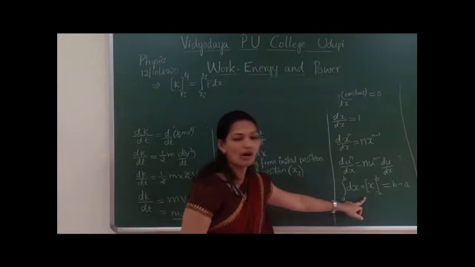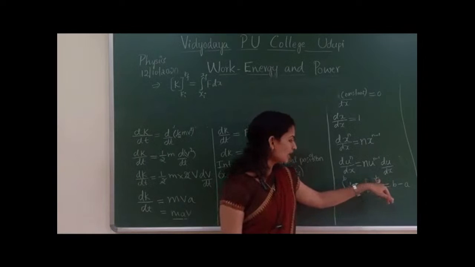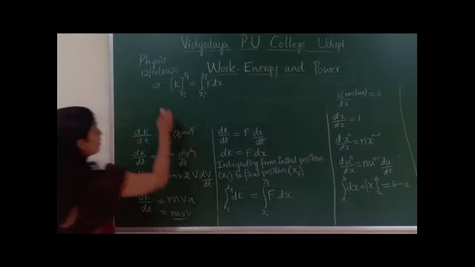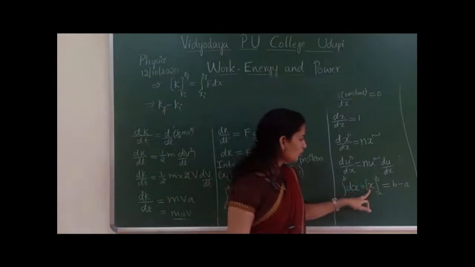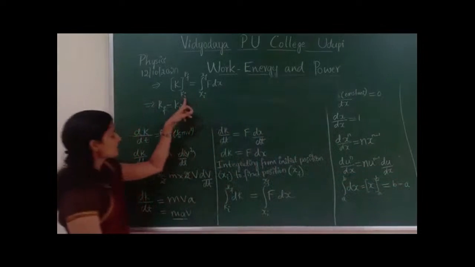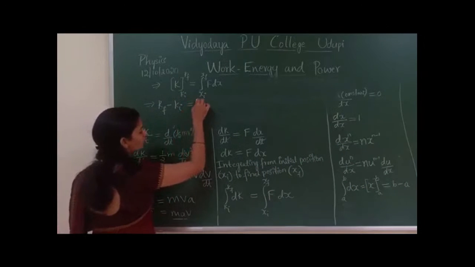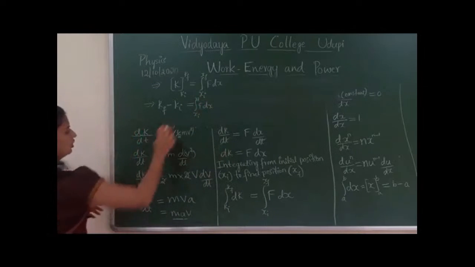Then how am I applying the limit here? First, I have to substitute the value of the upper limit in place of x, and then subtract the lower limit value. So it becomes Kf minus Ki, upper limit value minus lower limit value, which is equal to the integration from xi to xf of F into dx.